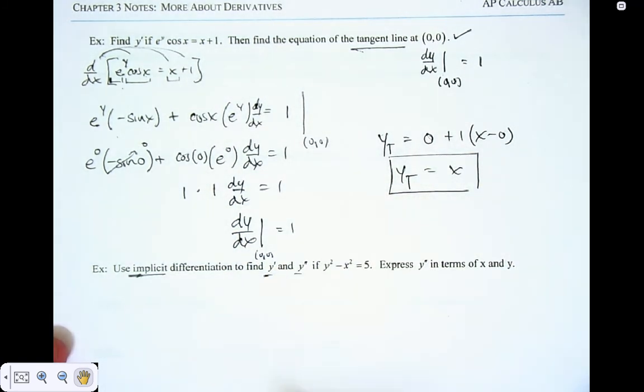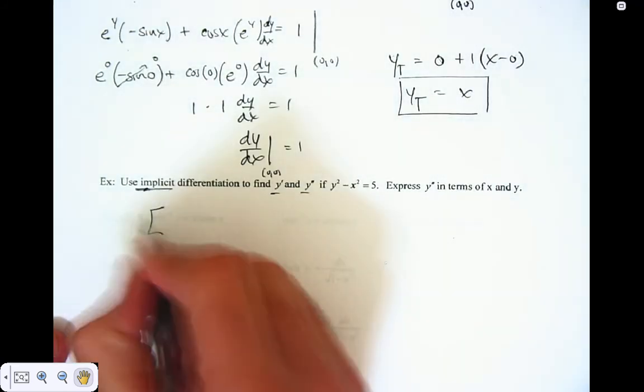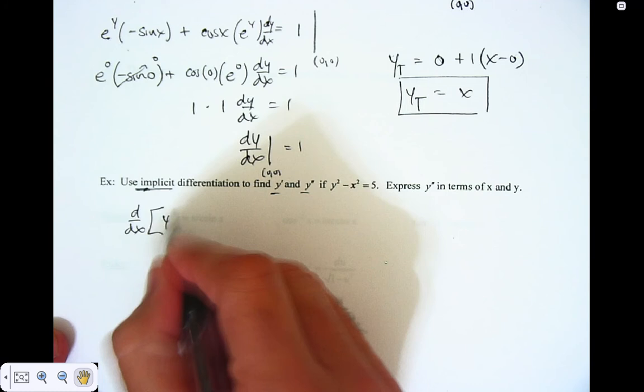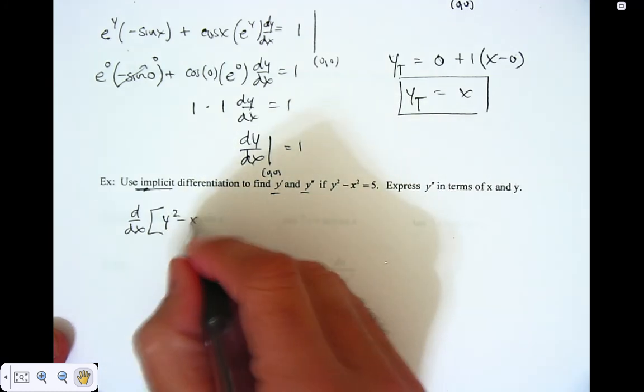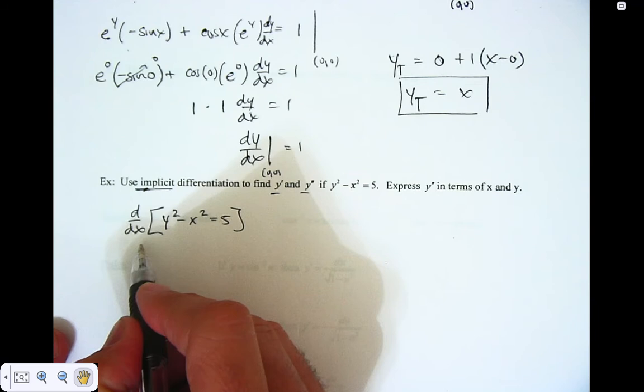Okay, so this straight up tells you to use implicit differentiation, and it wants you to find the first derivative and the second derivative. So let's go through the first derivative. I'm going to rewrite the notation: the derivative of this function, y squared minus x squared equals 5, with respect to x.